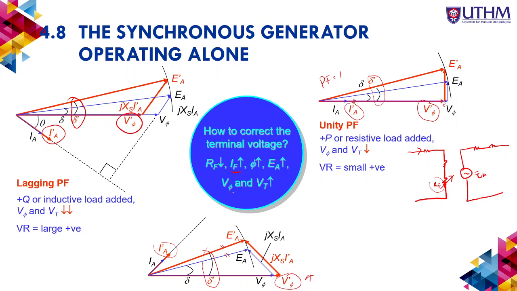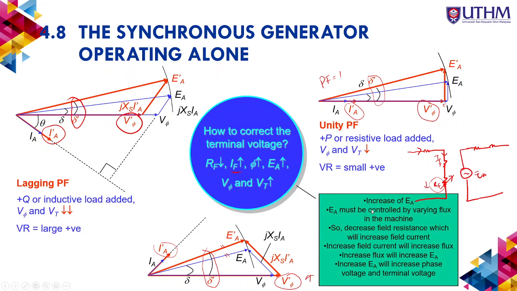If the voltage decreases, we need to increase EA. To increase EA, we need to increase the flux. To increase the flux, we need to increase the IF. To increase the IF, we need to reduce the resistance. So we reduce the resistor, and then IF will be increased.